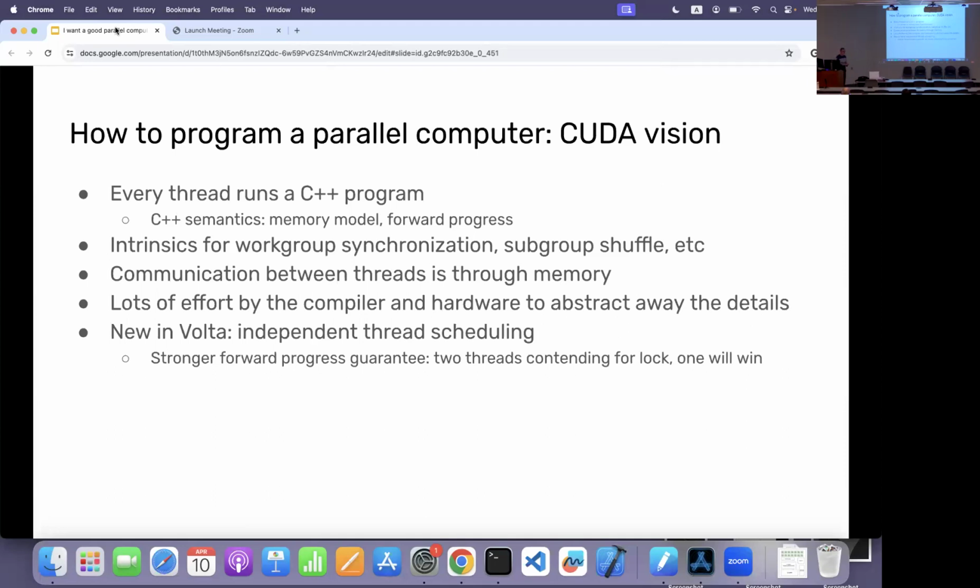In the CUDA vision, which is extremely compelling, every thread runs a C++ program. And one of the reasons this is so compelling is we know how to write C++ programs. We don't have to invent a new language. We can add a few intrinsics to do your communication between threads and so on, but write most of the thing in this language that we already know how to do.